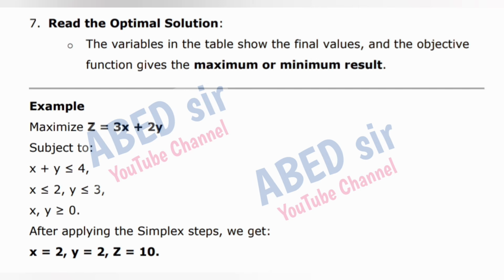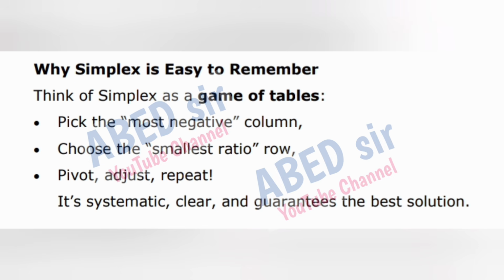Example. Maximize z = 3x + 2y, subject to x + y ≤ 4, x ≤ 2, y ≤ 3, x, y ≥ 0. After applying the simplex steps, we get x = 2, y = 2, z = 10. Why is simplex easy to remember?